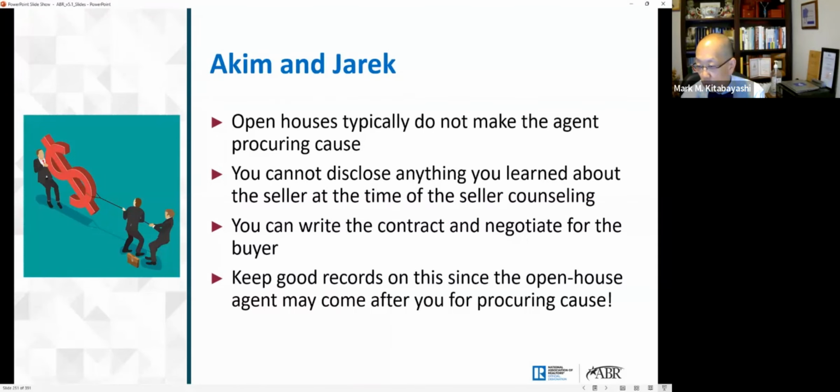Keep good records on this, since the open house agent may come after you for procuring cause.